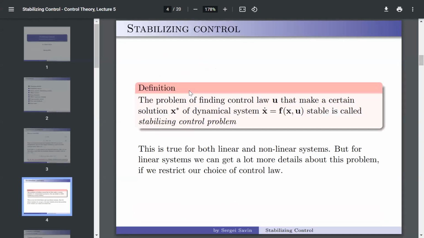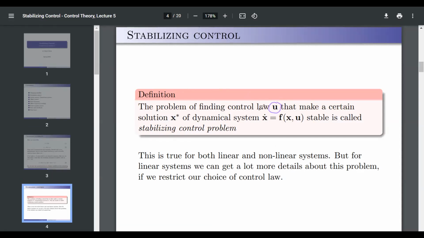Okay, so stabilizing control. The definition of stabilizing control is as follows. The problem of finding a control law U that makes a certain solution x star of a dynamical system x dot equal to f(x, u) stable is called the stabilizing control problem. So again, we want to find U such that a certain solution x star of a dynamical system is stable.